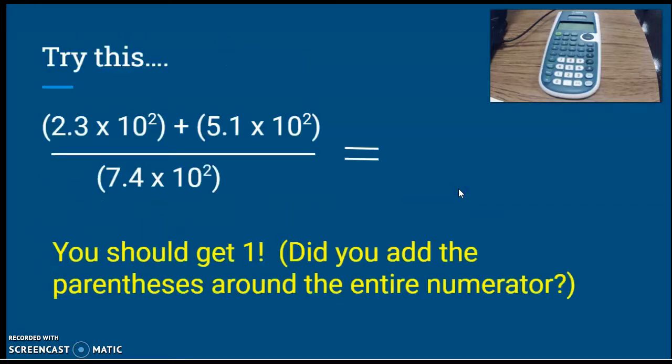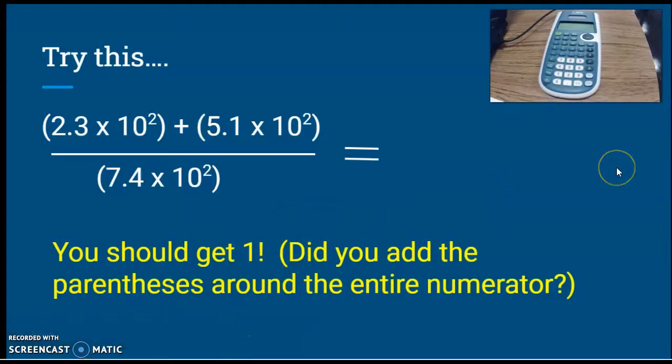Okay, so here's one for you to try for yourself. So I've put in some of the parentheses since we're adding two numbers in scientific notation and then dividing it. But in order to make this work on your calculator, we have to actually put a second set in. So you've got to actually put parentheses around this whole numerator so that it knows to do this operation first and then divide the answer by 7.4 times 10 to the second. All right, so try that on your calculator. If you've done it correctly, you should get 1 as your answer.